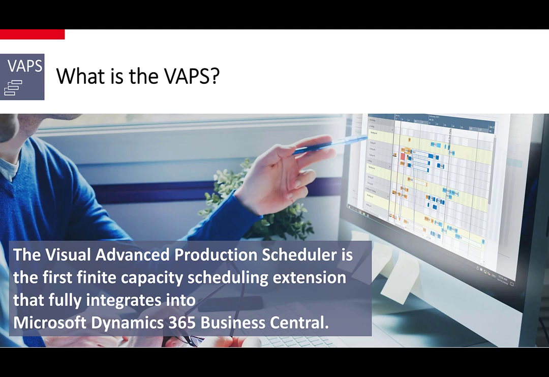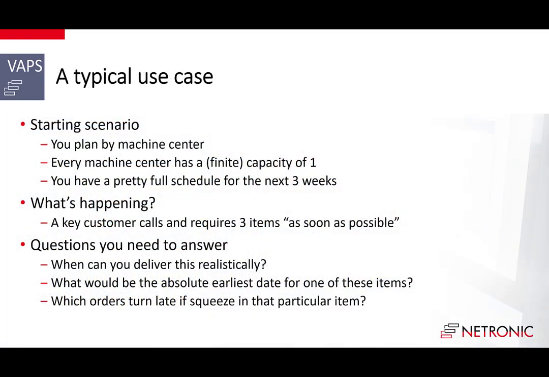After that, I will summarize the benefits, the key features, and make some final comments on the availability of the VAPS. The use case is the case of a mid-sized manufacturing company with a bit more complex production structures. The customer does both make to order and make to stock, and they plan by machine center. They cannot overload machines and have a pretty full schedule for the next 3 weeks.